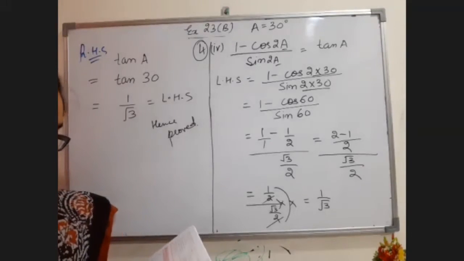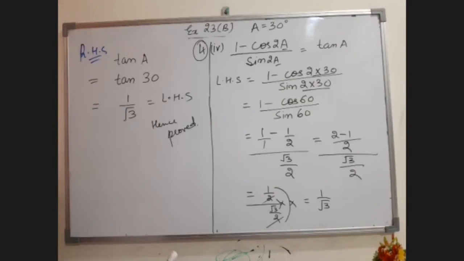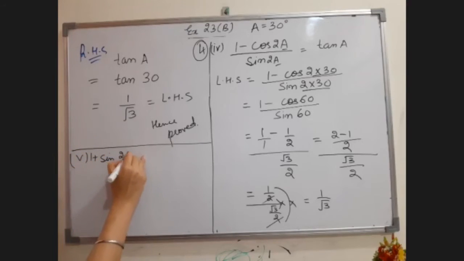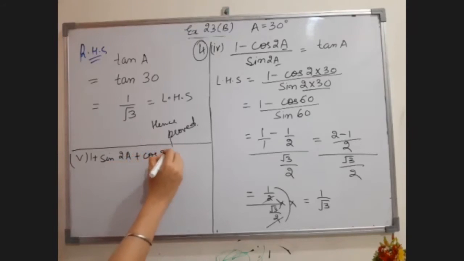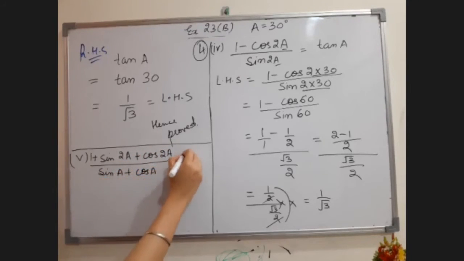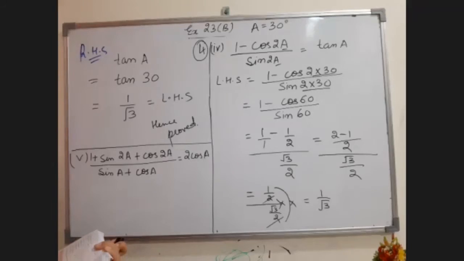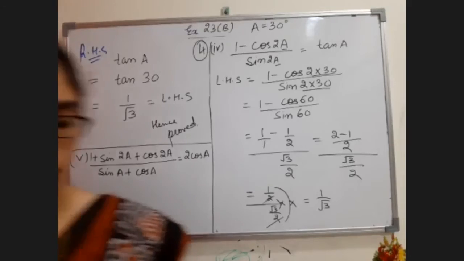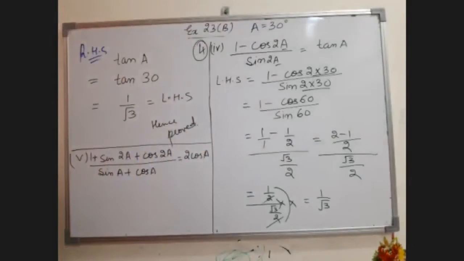The fourth part we have done, fifth also let's do here. So in the fifth part it is 1 plus sin 2a plus cos 2a by sin a plus cos a, which is equal to 2 cos a. So I'll start from the left hand side. We have to show that left hand side is equal to right hand side.